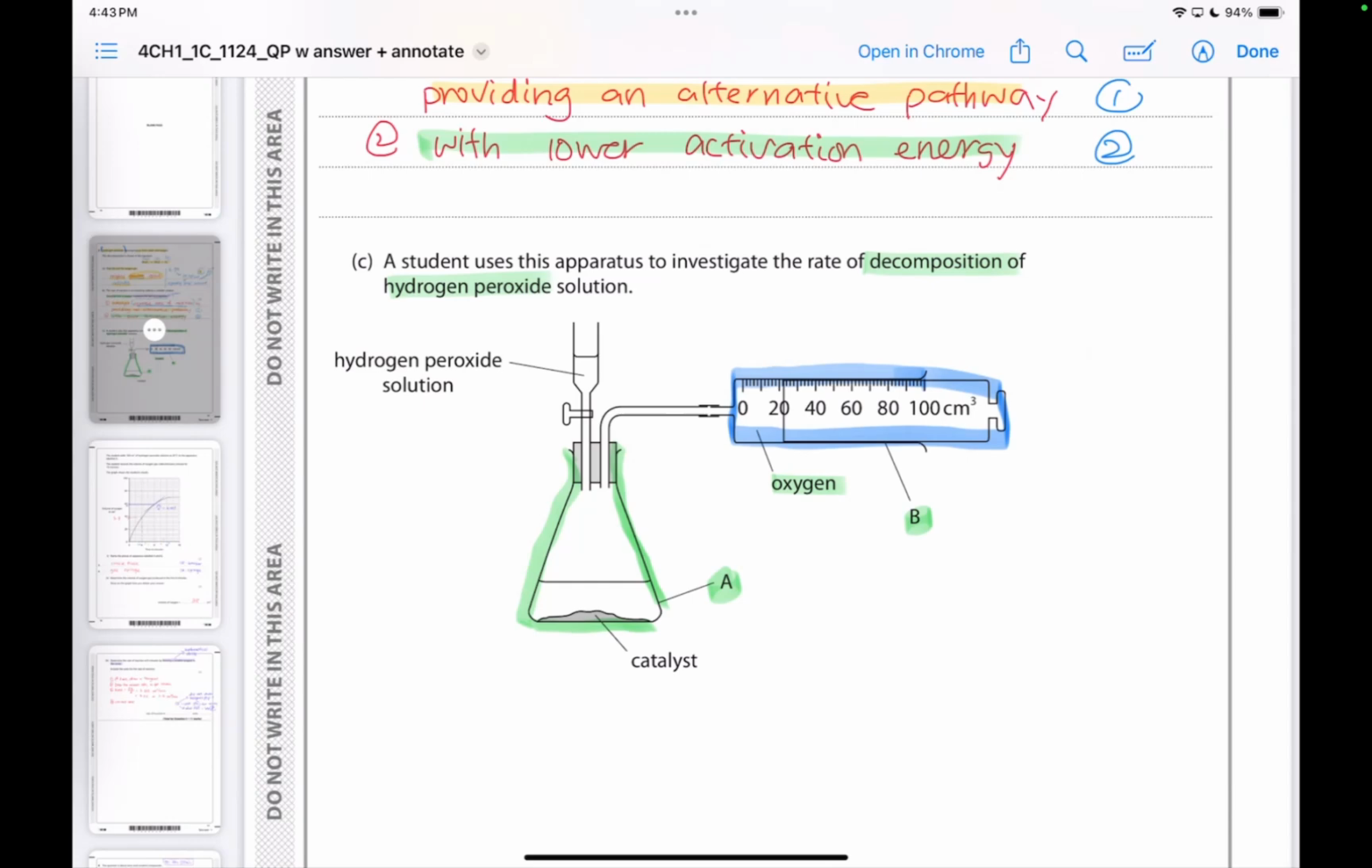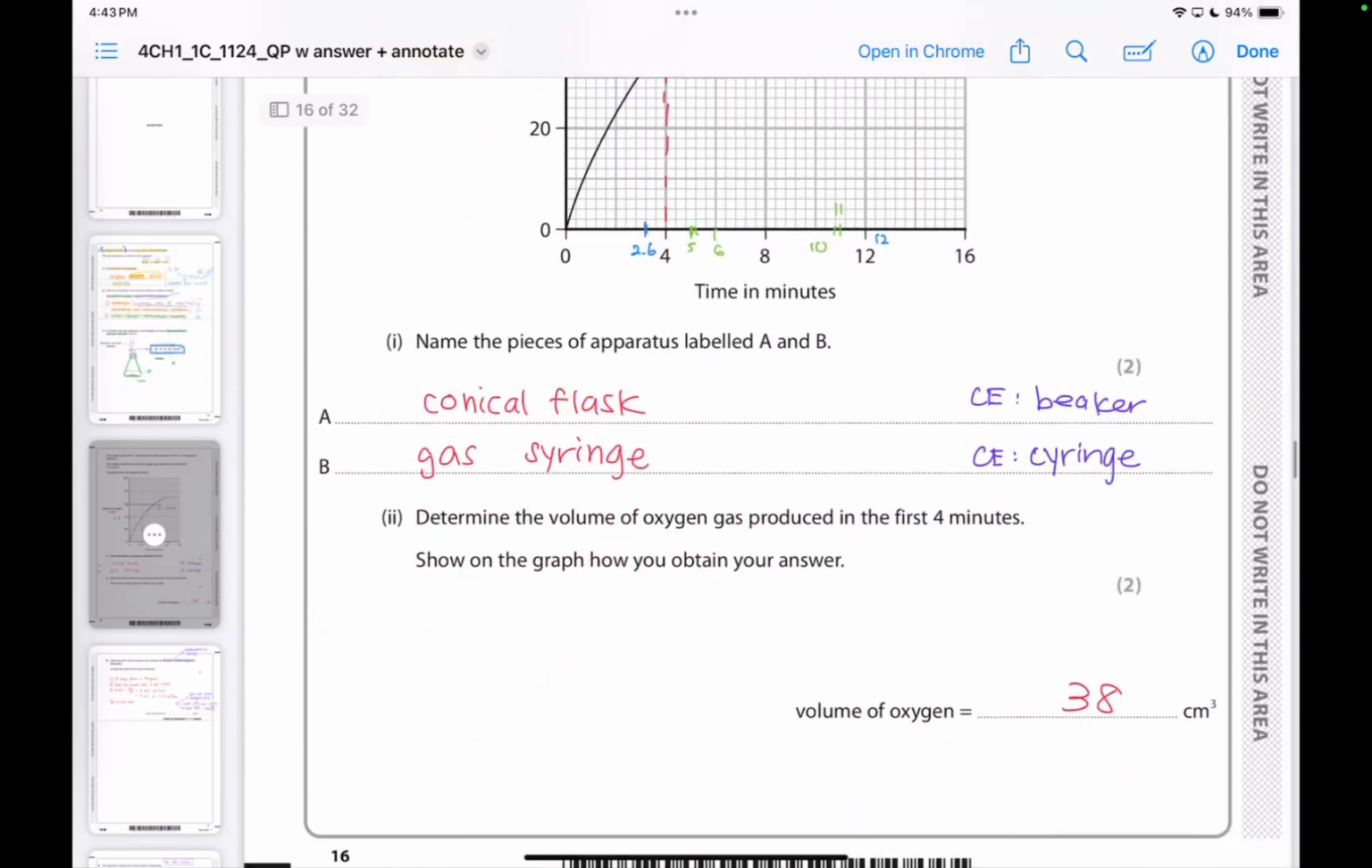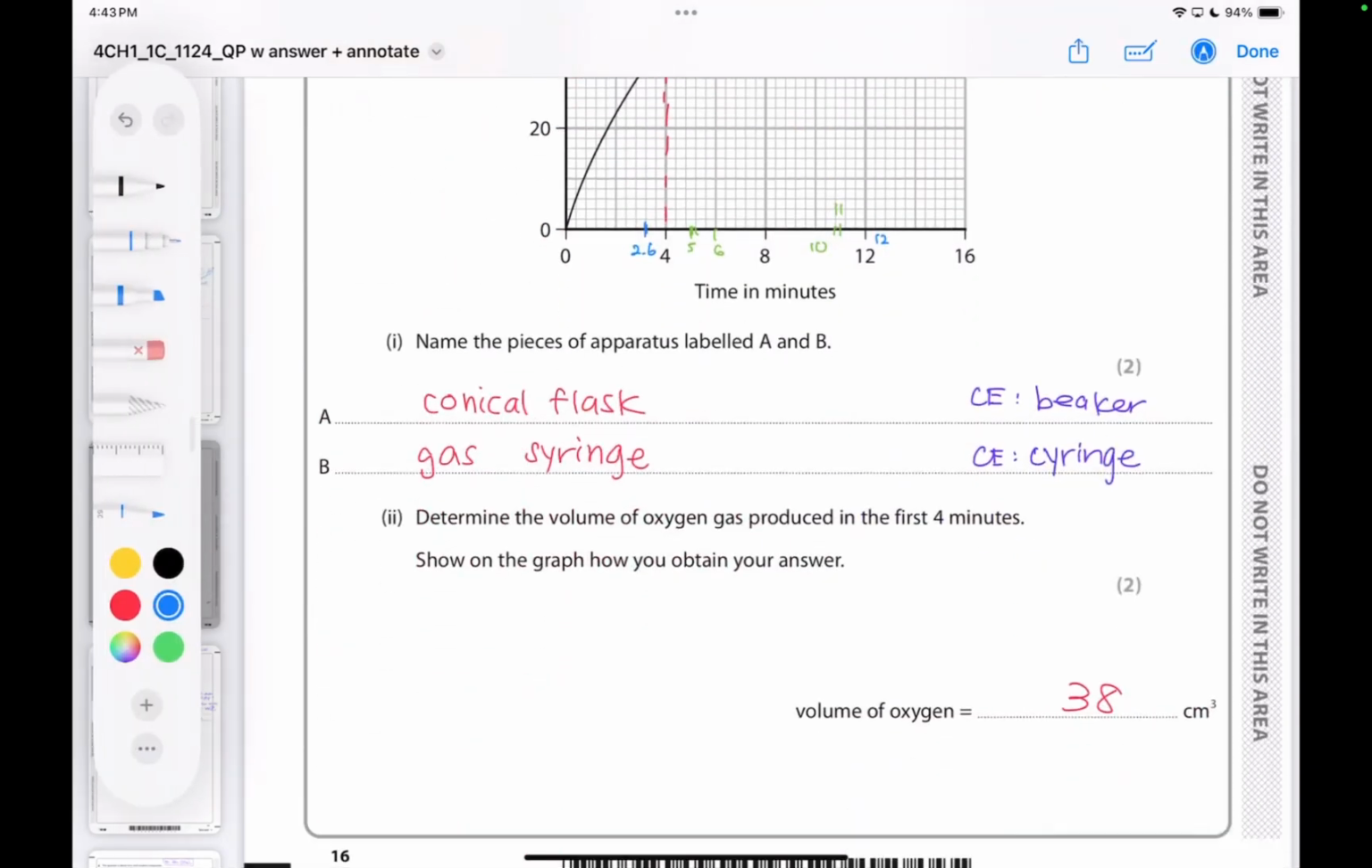Okay, so this is one of the fundamental things in chemistry that you need to know, the apparatus. Okay, so for A, that's our conical flask. So conical flask has this shape. However, CE means common error. Common error, student thinks that equipment A is a beaker. Okay, a beaker doesn't have this narrow top. A beaker is quite wide open at the mouth. Okay, so that is a beaker, no marks there.